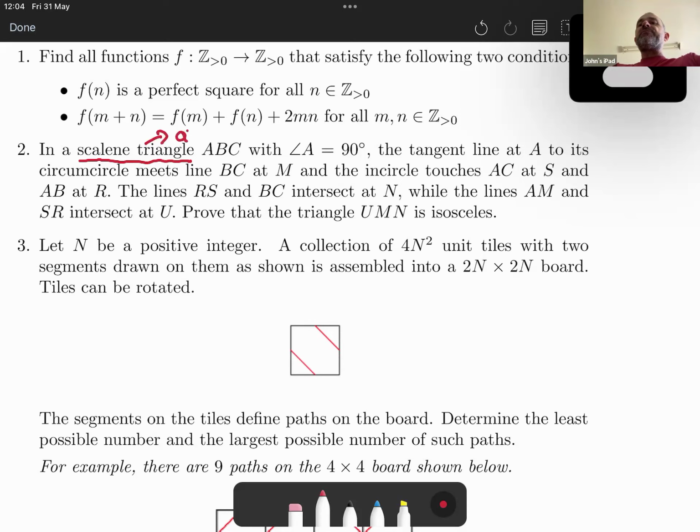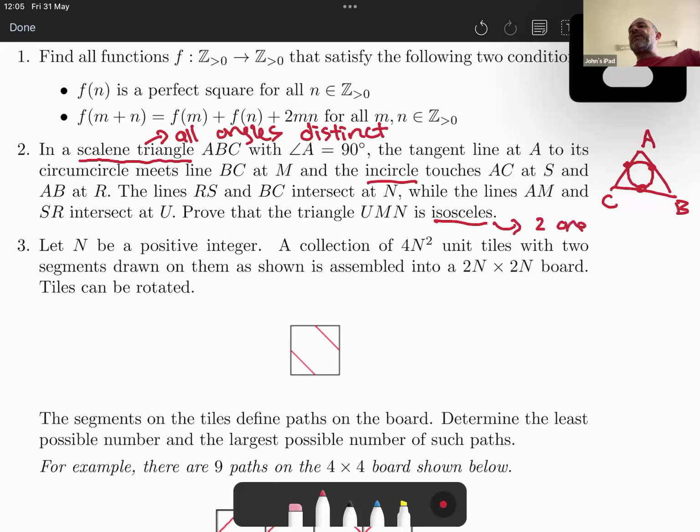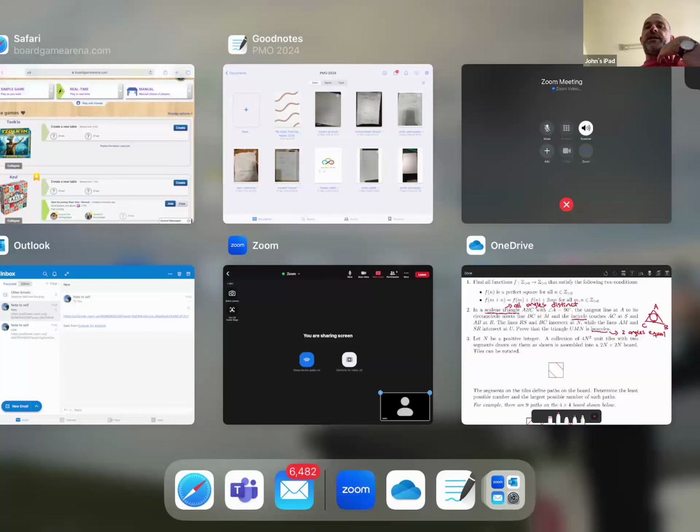So this is all angles distinct. The other thing is the incircle. And the incircle of a triangle ABC is the circle that's inside that just touches the 3 edges, like that. And so on. Isosceles, of course, means that it's got 2 angles that are equal, which is, I guess, the opposite of scalene. Okay, so that's the question. You have access to those questions, so I'll go back to the solution.